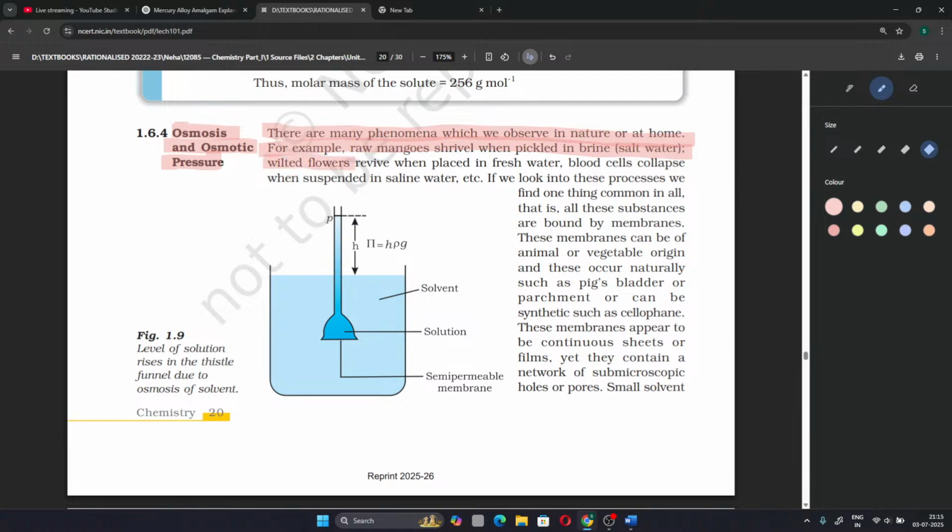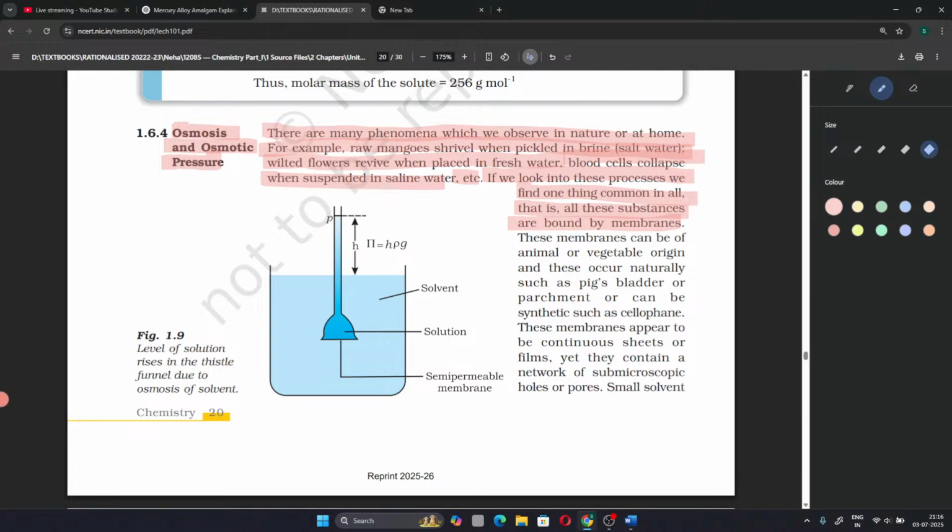Wilted flowers revive when placed in fresh water. They gain water from the solution. Blood cells collapse when suspended in saline water. I think they meant blood cells do not collapse when suspended in saline water, etc. If we look into these processes, we find one thing in common, that is all these substances are bound by a membrane, a semi-permeable membrane.